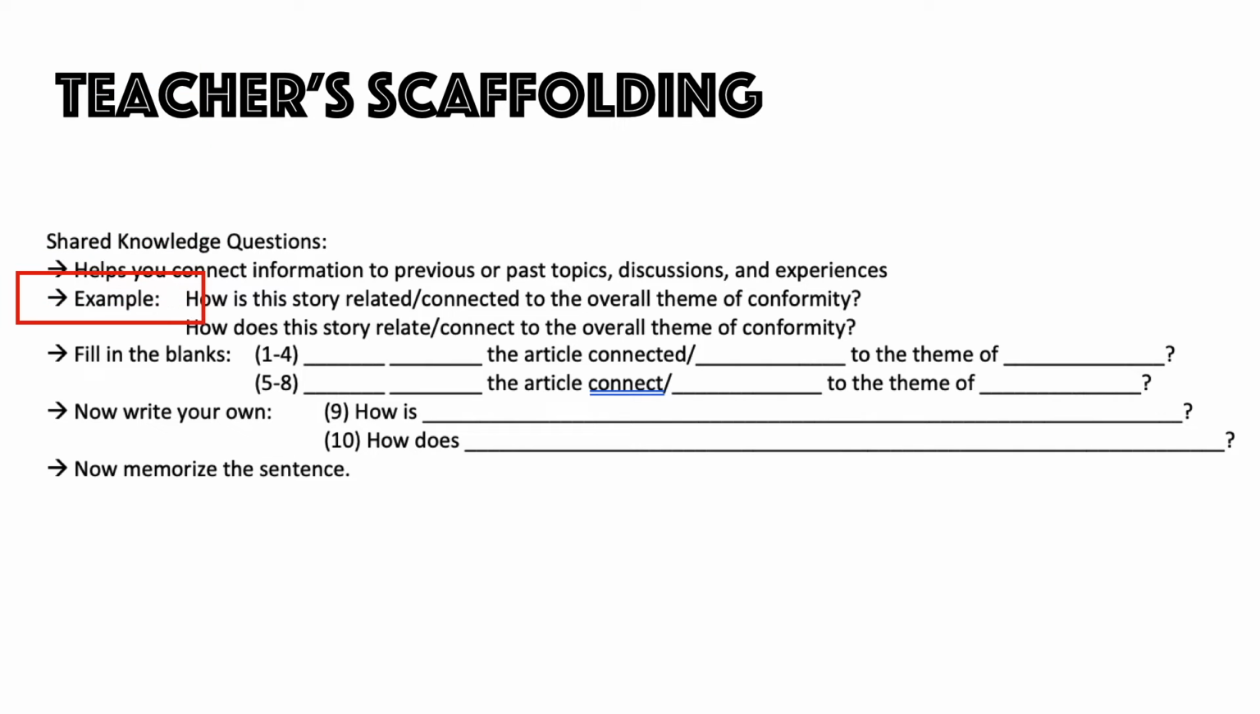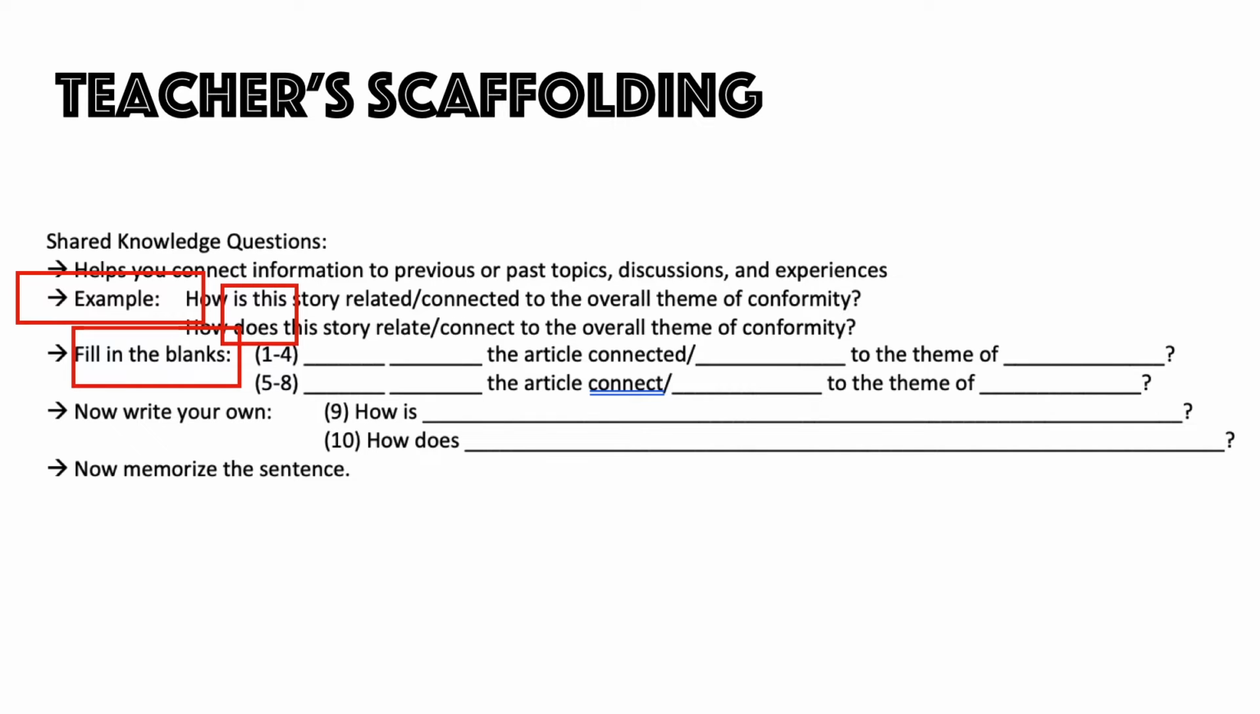After that, provide them with an example. You will notice that in this specific example, there are two types of shared knowledge questions. One beginning with how is and another one beginning with how does. As part of the scaffolding, let the students know how these two sentences are different. After that, give them a fill in the blanks as practice so that they can familiarize themselves with how these two sentences are different. For example, when we use the word connect, they use how does. If it is connected, then they use how is.